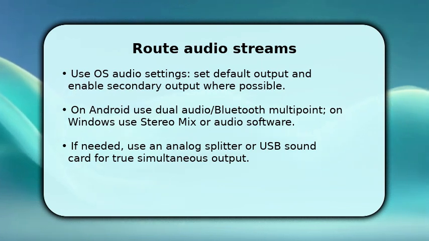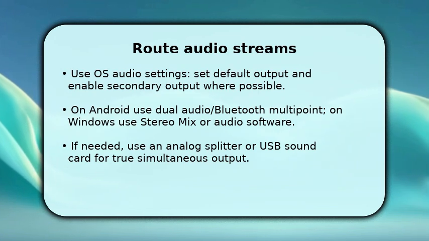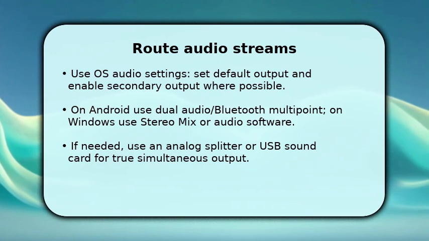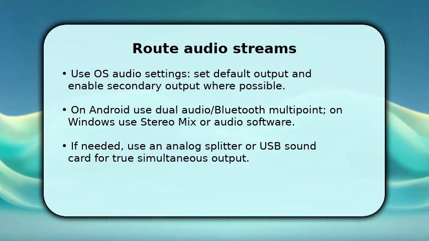If software routing isn't available, a simple analog splitter or a USB audio interface will mirror sound directly. Make sure levels match so one source doesn't overpower the other.